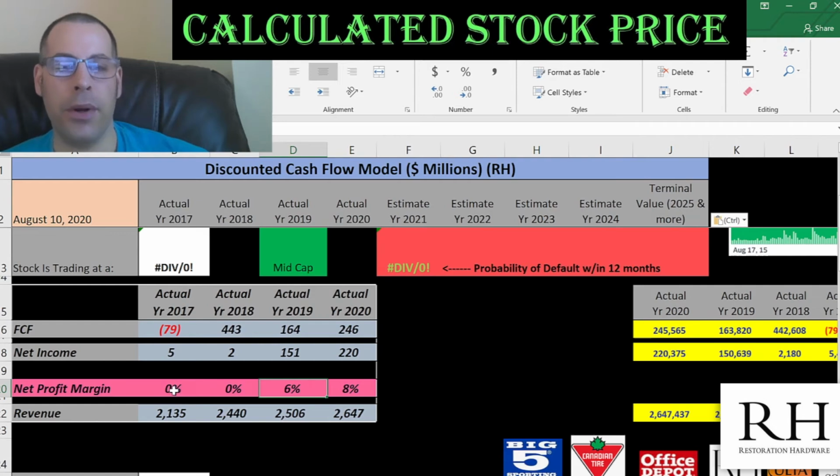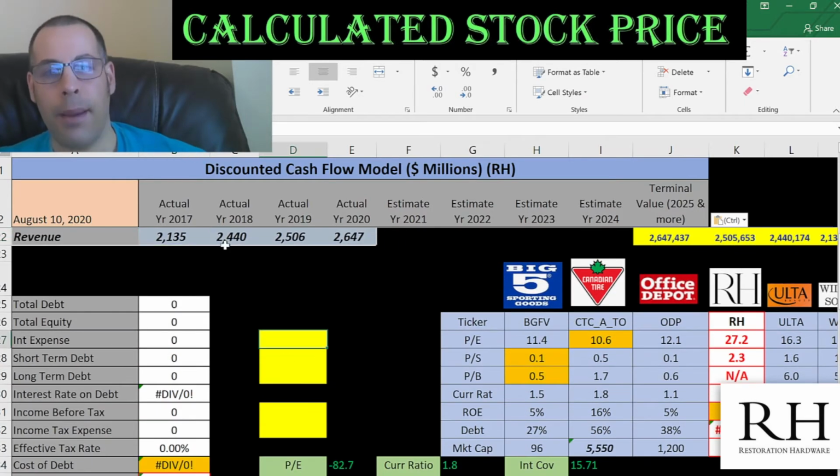And the net profit margins are improving. It went from 0% in 2017 and 18 to 6% in 19 to 8% in 20. And net profit margin is net income over revenue. It's how well you convert your revenue into profit. And profit is really the most important part, because as the investor, that's what you get, the profit. That's where your dividends come from.